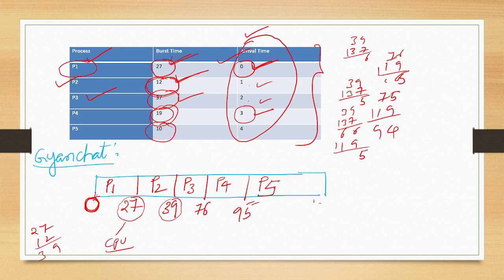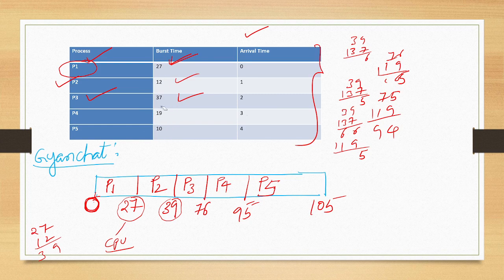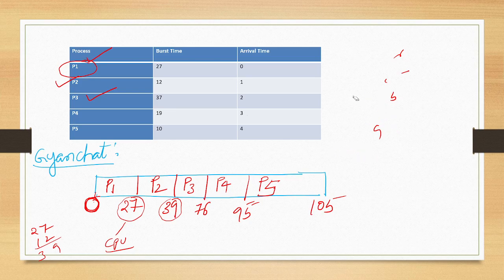95 plus 10, 105. I hope you understand up to this. You just have to add the burst time of each process to the last completion time.